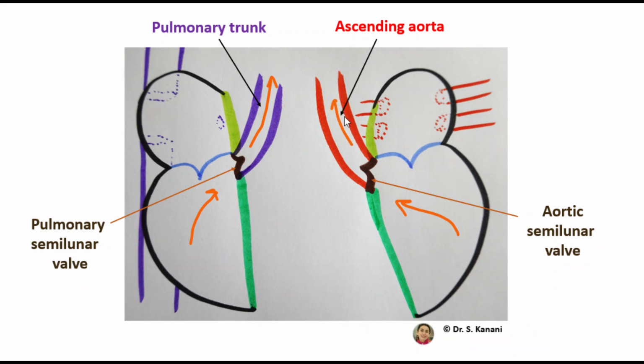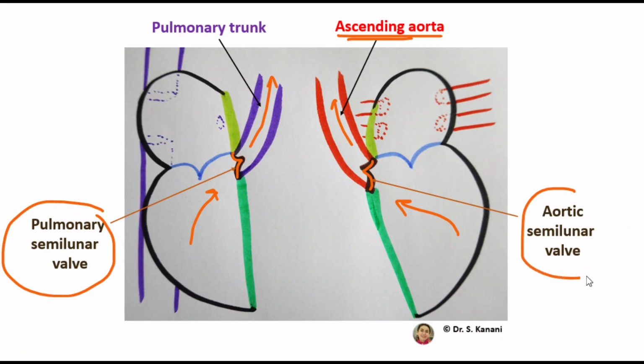The beginning of aorta goes up, that's why we refer to the beginning of aorta as ascending aorta. Note that at the beginning of pulmonary trunk and at the beginning of ascending aorta, we have two valves. We name these valves semilunar valves. And specifically, we name the semilunar valve at the beginning of pulmonary trunk pulmonary semilunar valve, and the one at the beginning of ascending aorta is referred to as aortic semilunar valve.